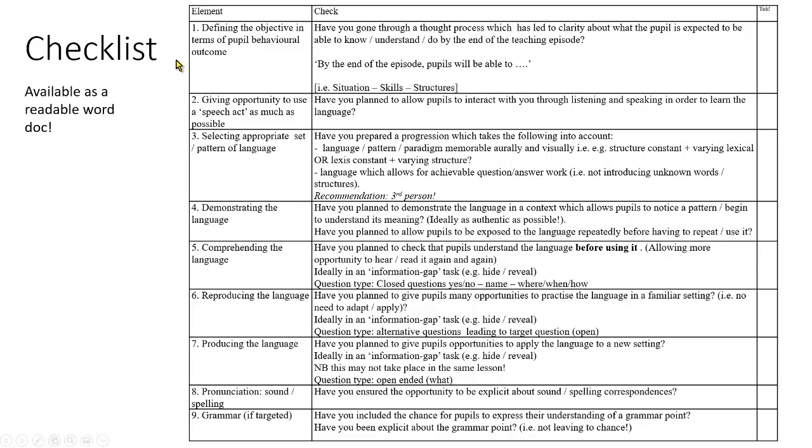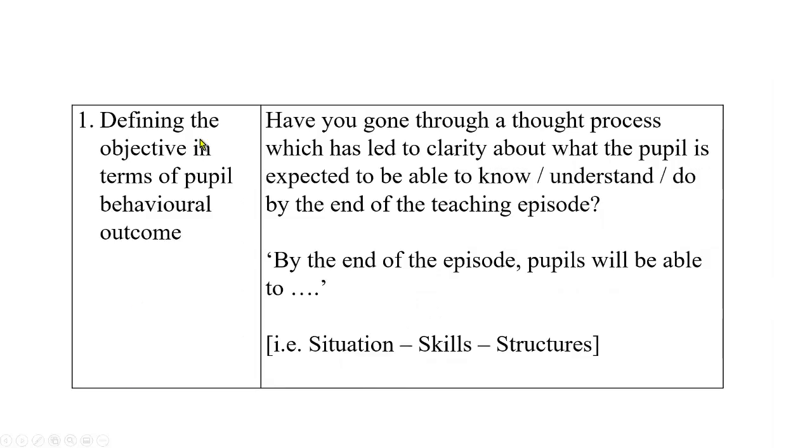This is a checklist of the things which I feel I've gone through in this talk, so that if you're planning to introduce a set of vocabulary or grammar point, this might help you as a reminder of all the things that I've gone through. And I've got a slide for each of those 9 points now. Firstly, have you defined the objective in terms of pupil behavioural outcome? Have you gone through a thought process which has led to clarity about what the pupil is expected to be able to know, understand, do by the end of the teaching episode?